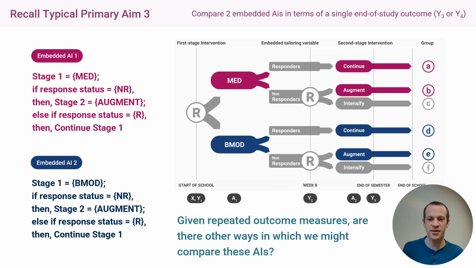However, now we have this additional information, right? We don't just have Y4 or just Y3. We have Y1, Y2, Y3, and Y4. So that allows us to think a little bit more creatively about ways of measuring the impact of these adaptive interventions. So take a minute to just think about, are there other ways in which you might want to compare these adaptive interventions given that you have multiple outcome measures?